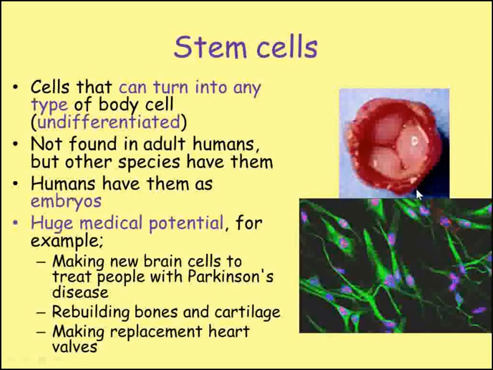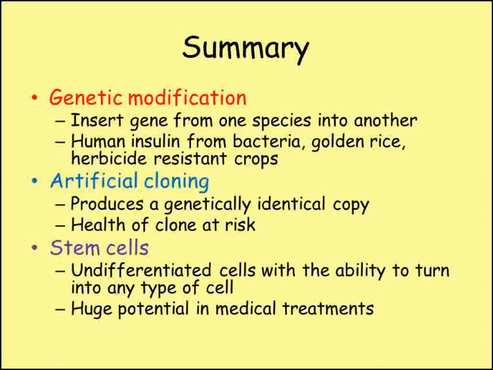In summary then, genetic modification is the process of taking a gene from one species and inserting it into the genome of another. Because every living thing uses DNA to make proteins in the same way, this gene will work. Genetically identical individuals can be produced through artificial cloning, although the health and ethical risks of this are significant. Stem cells, which are undifferentiated cells that can be manipulated to become any type of cell, could be used to grow replacement body parts for people suffering injury or disease.